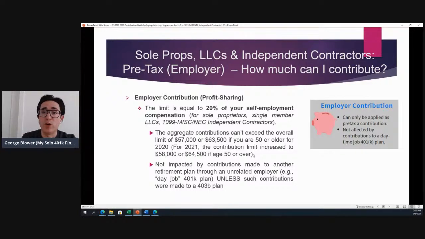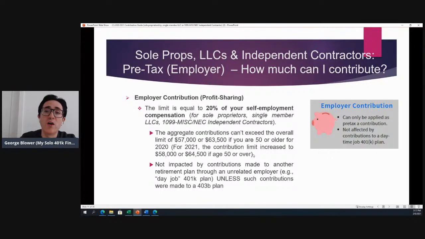For the employee, it's 100% dollar for dollar up to $19,500, or $26,000 if you're 50 or older. For the employer, on the other hand, it's a percentage: 20% of that self-employment compensation figure. So for example, if your self-employment compensation, after you take line 31 of Schedule C less 1/2 of the self-employment tax, is $50,000, then you would be able to contribute 20%, or $10,000, as an employer contribution.